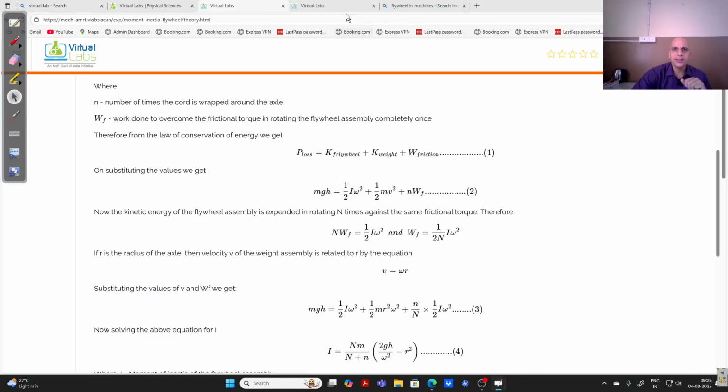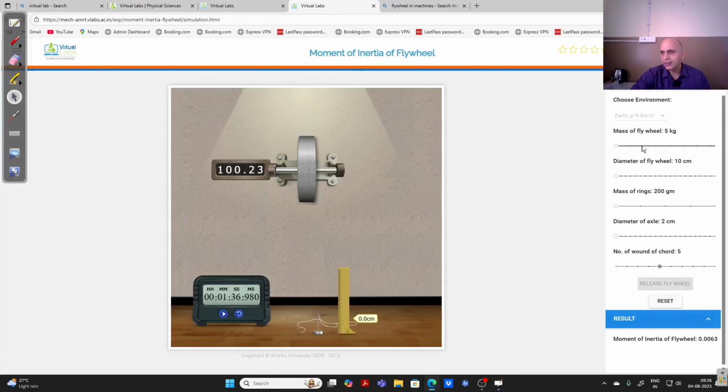Now in this simulation, I have taken these values, the mass of the flywheel 5 kilogram, and all these things. Now you can change these values. You can even take the number of turns as 10, but first of all you have to reset it, right? Then you can take 3, 4, 5, what is your choice? You can change the value of the mass and then calculate. So you will find the value of the moment of inertia of the flywheel in this way, right?